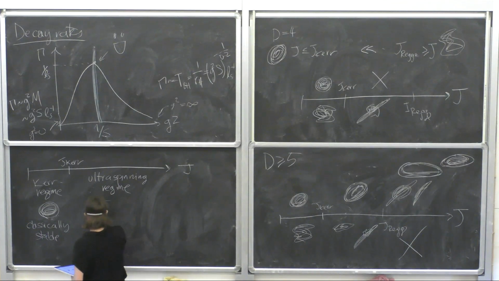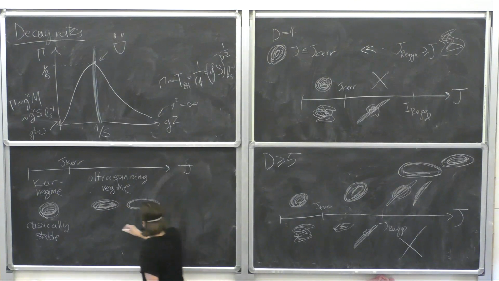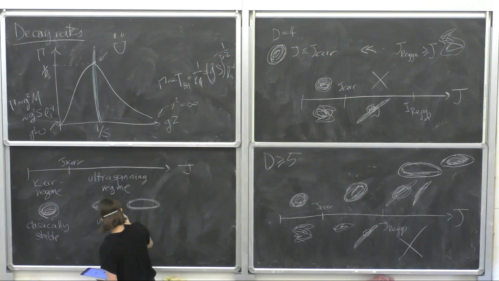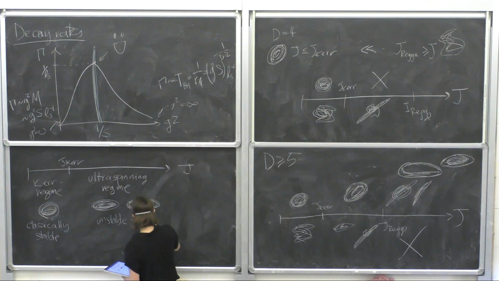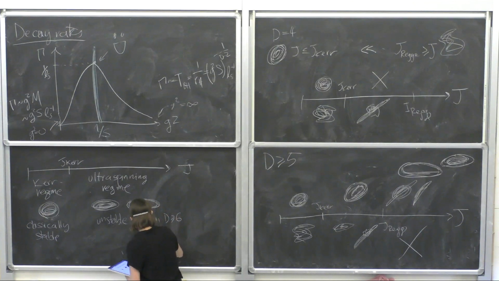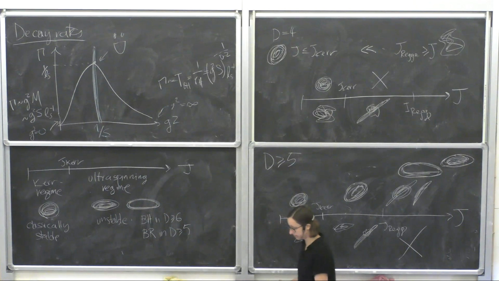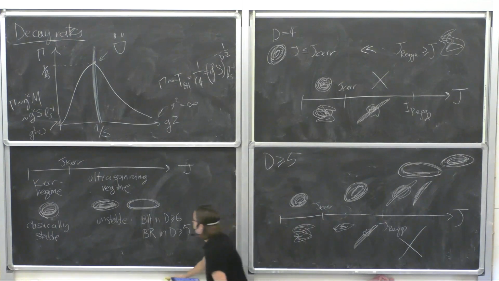Then in the ultra spinning regime, we have these pancake black holes, and we have rings, and they're unstable. So black holes in greater than or equal to 6 dimensions are unstable, and black rings in greater than or equal to 5 are unstable. And now the question is, what can they decay to? Let me write this over here.